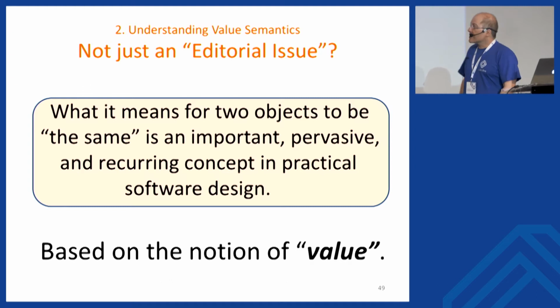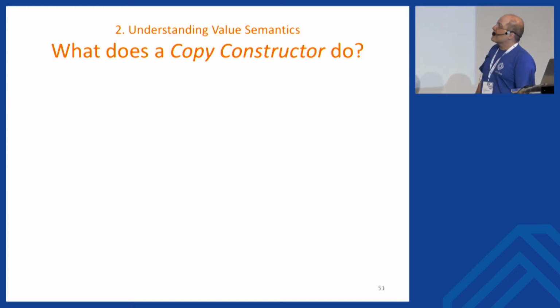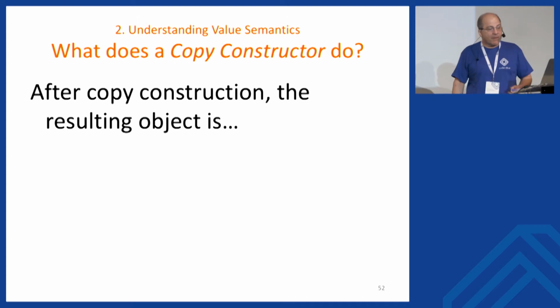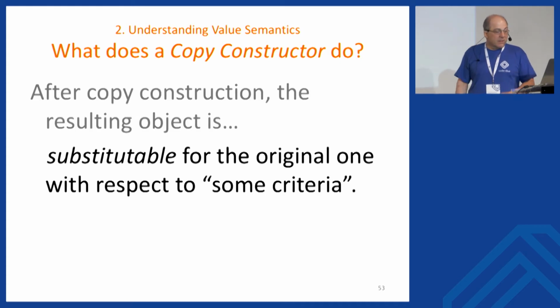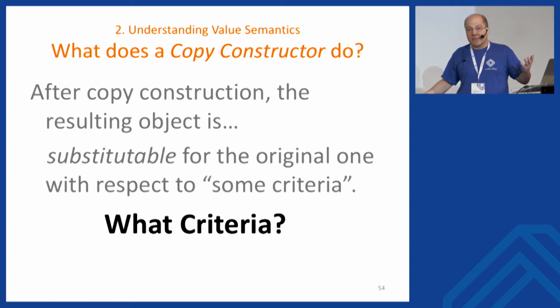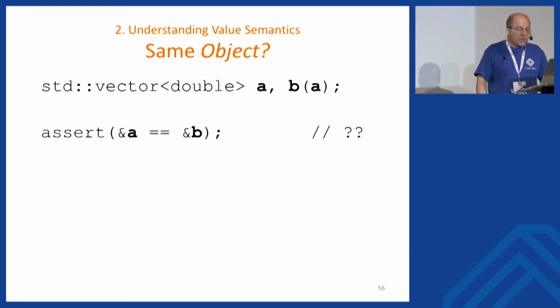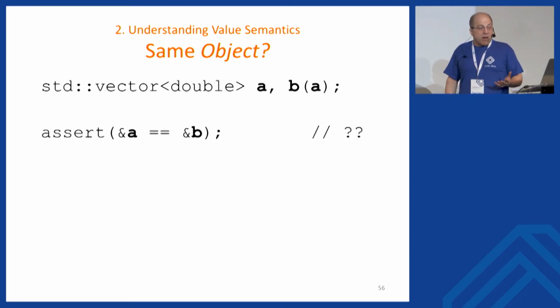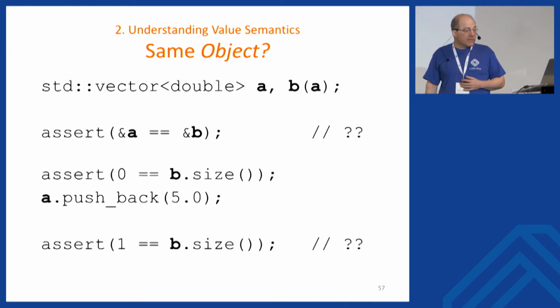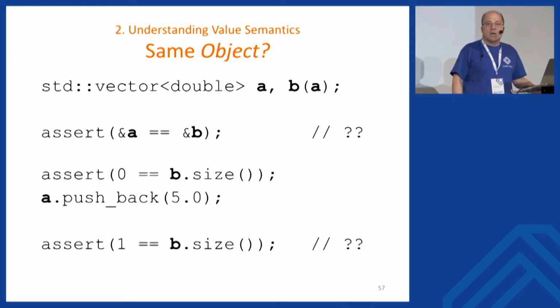Anyway, this is based on the notion of value. What do we mean by value? So what does the copy constructor do? After a copy construction, the resulting object is substitutable for the original one with respect to some criteria. What criteria? So after you copy something, is it the same object? Does it have the same address? If you change one of them, does the other one change?